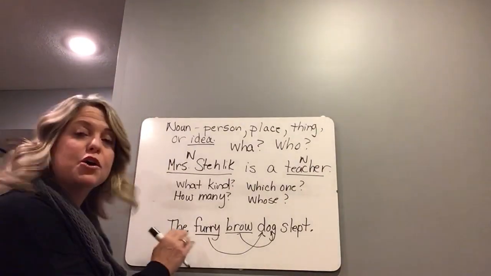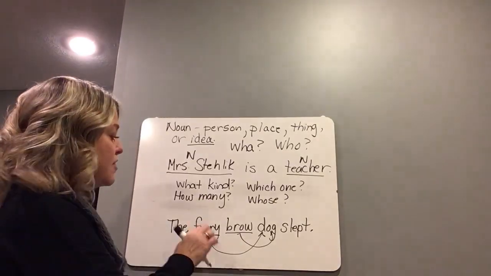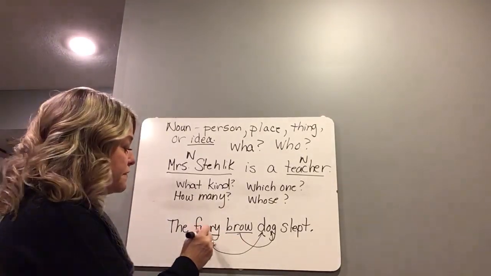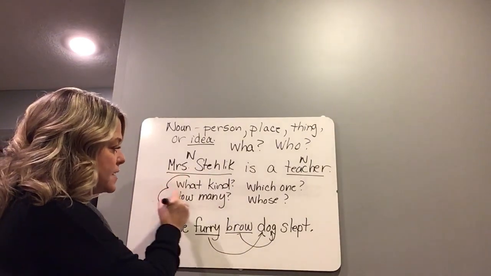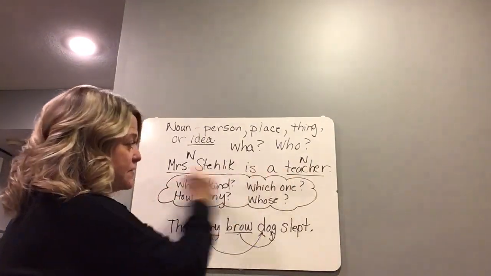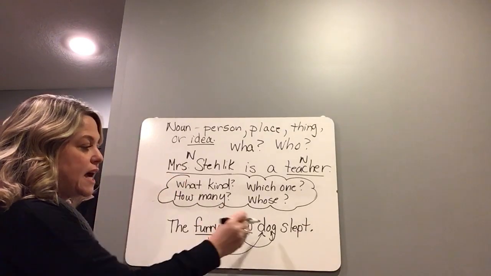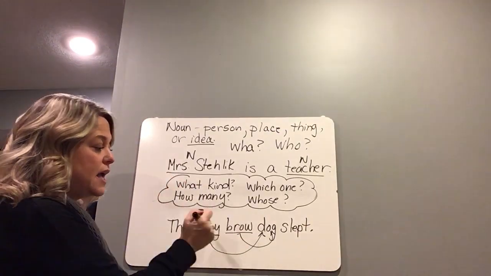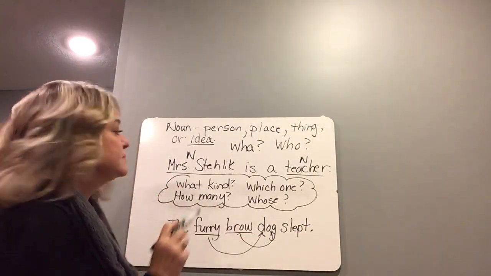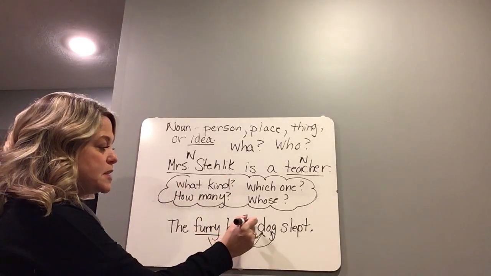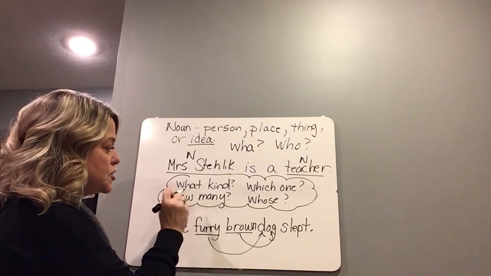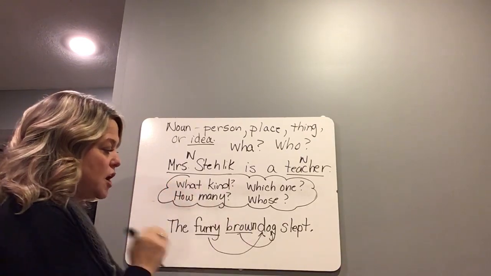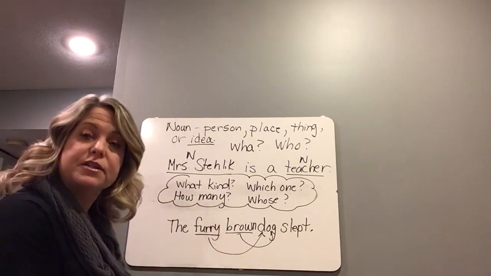But in this sentence, we have 2 adjectives that describe dog. Furry dog. What question does it answer? Again, these are our adjective questions. What kind of dog? A furry dog. Brown. Oops, I spelled that wrong. Going too fast. Brown also answers what kind of dog. It's a furry brown dog.